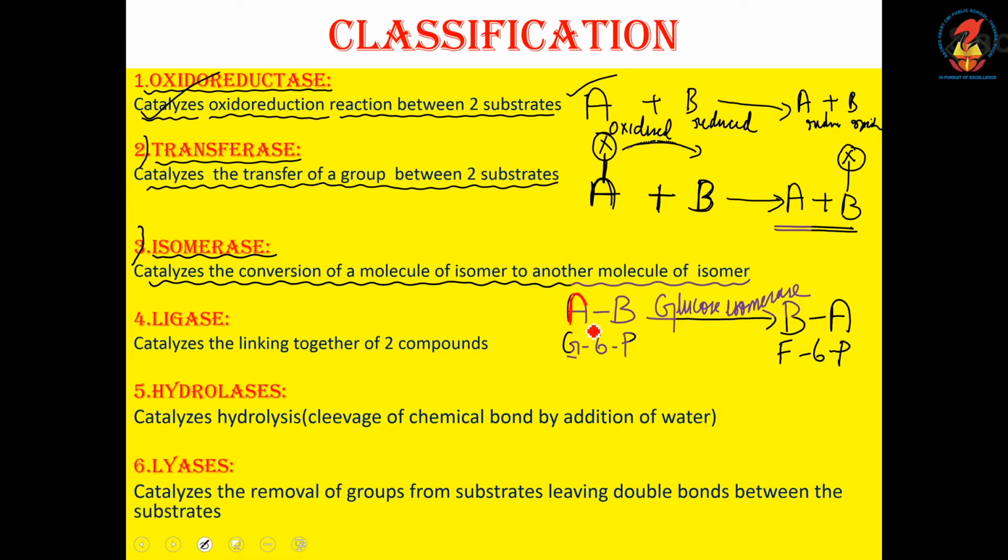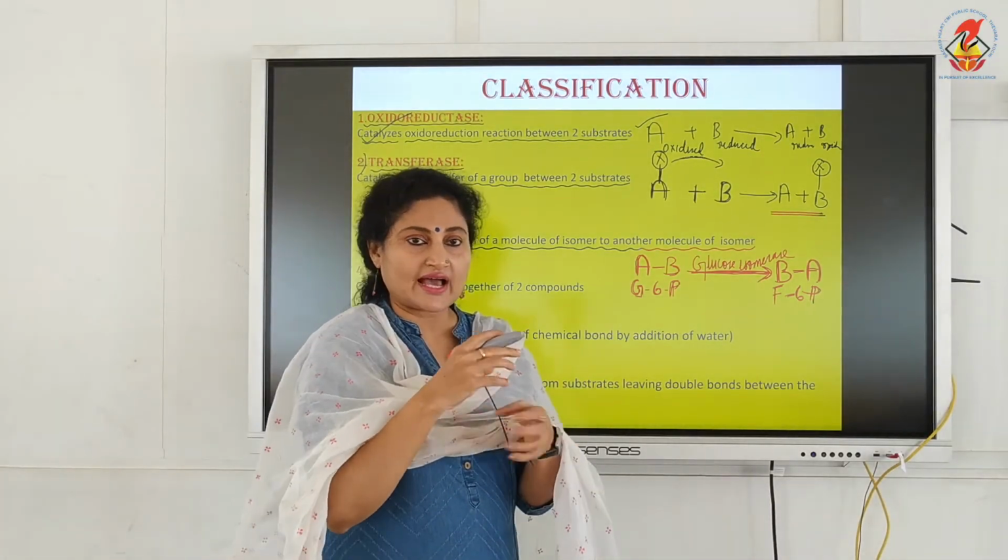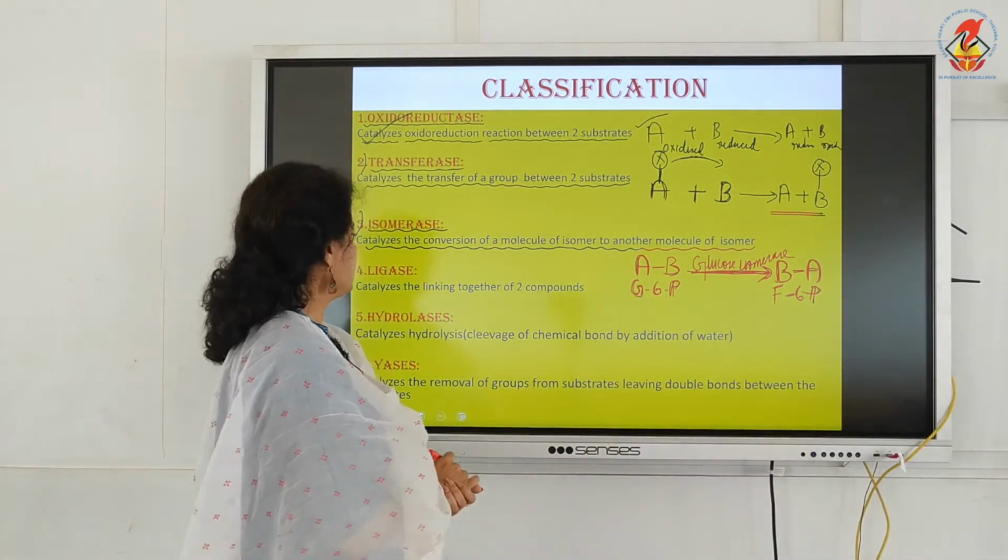So, we have once again, this is one isomer and this is the other isomer. One isomeric form is getting converted into the other isomeric form with the help of isomerase. If this is glucose 6-phosphate, it gets converted into fructose 6-phosphate by the enzyme glucose isomerase by the structural rearrangement of atoms within the molecule.